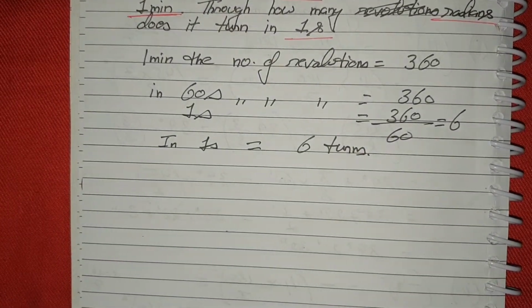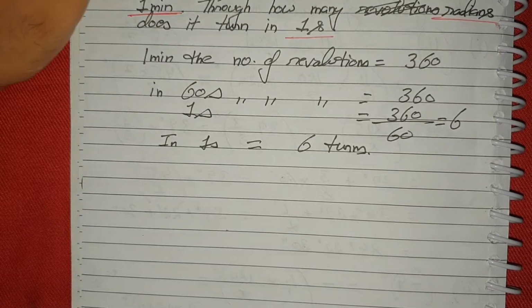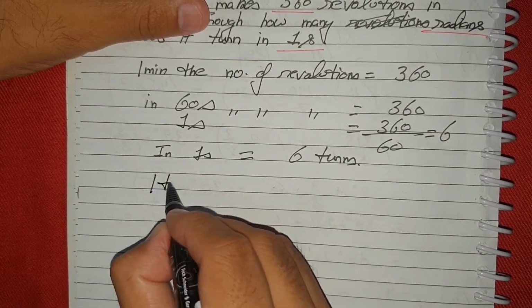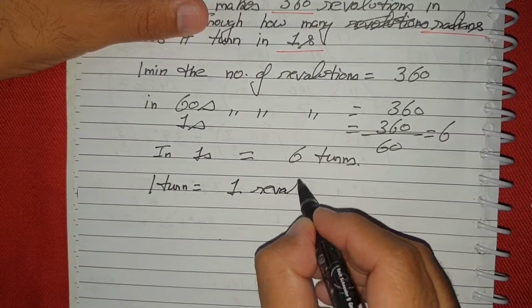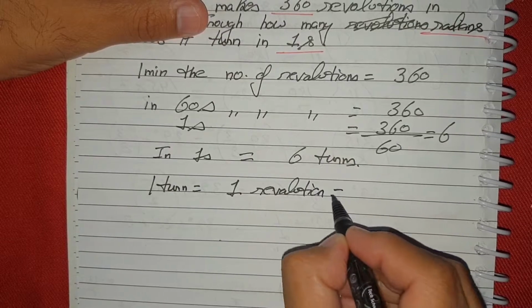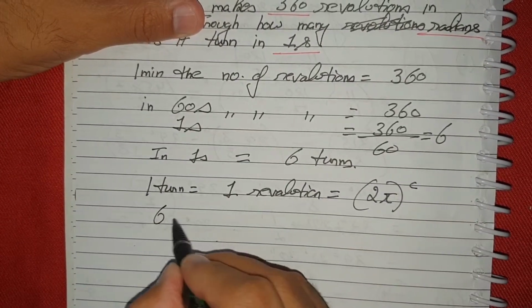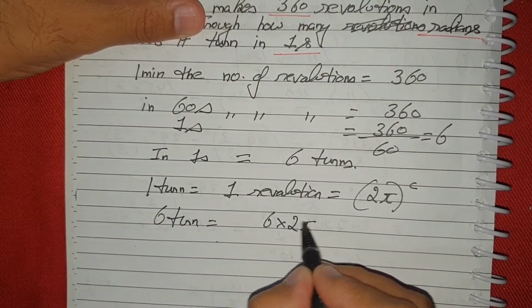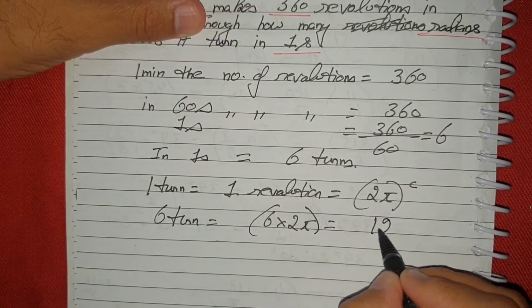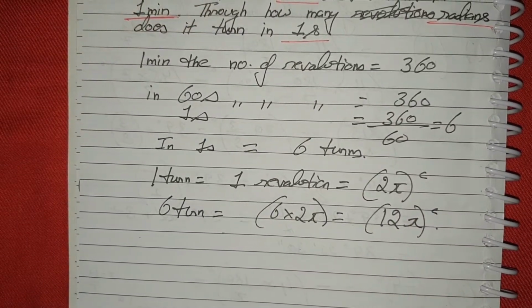Now 6 turns, 1 turn is what? It is a complete revolution, which equals 2 pi radian. So in 6 turns, that will be 6 into 2 pi, which equals 12 pi radian. So this is the answer, 12 pi radian. Next question.